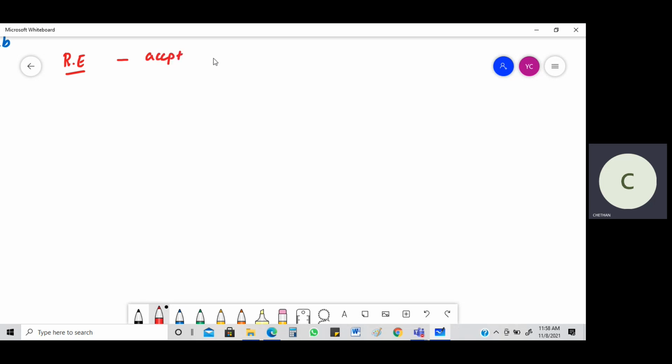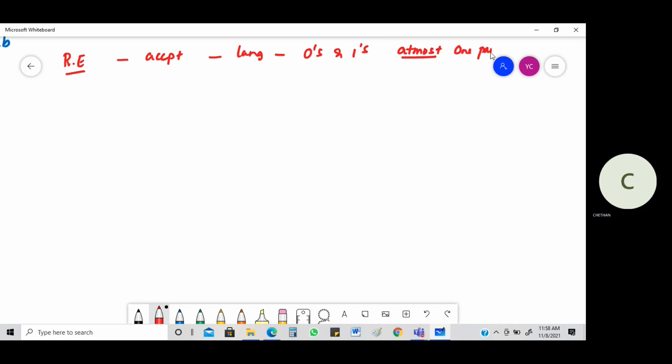What is the thing to be accepted? It is nothing but a language. And what is the language having? The language needs to have zeros and ones, right? Strings of zeros and ones with at most, be careful here with the way it's been written, at most one pair of consecutive zeros. This is something to be kept in mind. Okay, at most one pair of consecutive zeros.